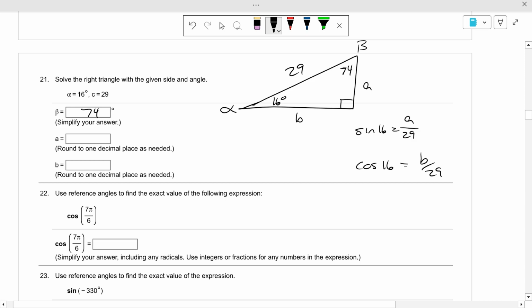What did you get, Candy? Did you go 29 times the sine of 16? What do you want it in? To the nearest 10th. 8.0. Okay? So 8.0 for A. And then to get B alone, multiply by 29. So it's 29 times cosine of 16.